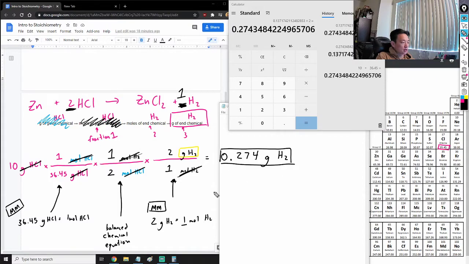Okay, so what does this tell us? This tells us that if you have 10 grams of HCl and you do this reaction with excess Zn, zinc, so if you mix these two things together, that means you are going to produce 0.274 grams of H2. That's basically what all this math, all this chemical equation is telling us. If you have 10 grams of HCl, you have excess zinc, you're going to produce 0.274 grams of H2. And that is how you do stoichiometry.